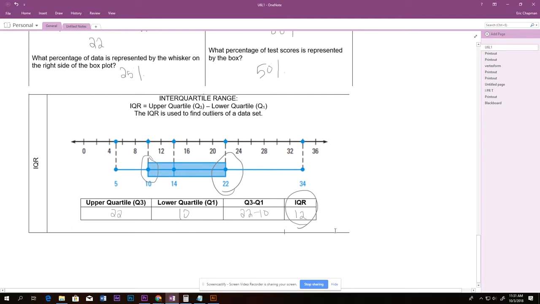There we go. If we go to the median, 14, and we subtract 12 from it, that's 2. So 14 minus 12 is 2. Anything less than 2 is an outlier. And if I do 14 plus 12, that's 26. Anything greater than 26 is an outlier. So that means 34 is an outlier.